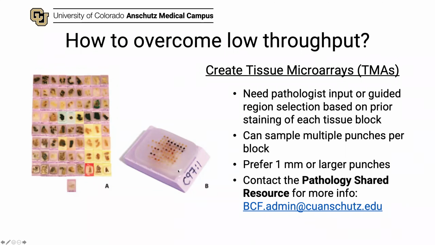If you're going to pursue this, we prefer for the MIBI to have 1 millimeter punches or larger, simply so that we can do around 3 ROIs per little TMA spot. That lets us really sample more of the block. If we have really small punches, what ends up happening is it's a square area that has to be imaged, and it's a round punch of tissue.